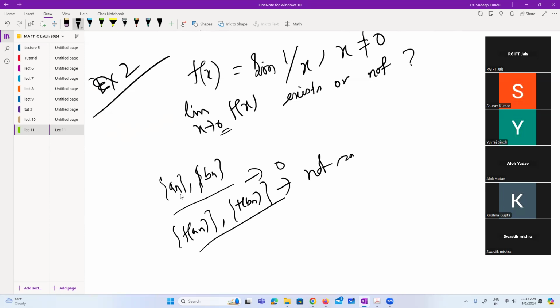Because you have studied that if a sequence converges, its limit should be unique. For a convergent sequence, the limit should be unique, right? So this is one of the approaches. So what sequence will you choose for this to show that the limit does not exist?